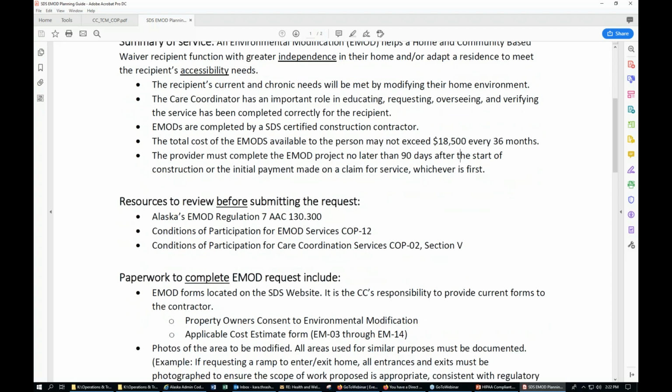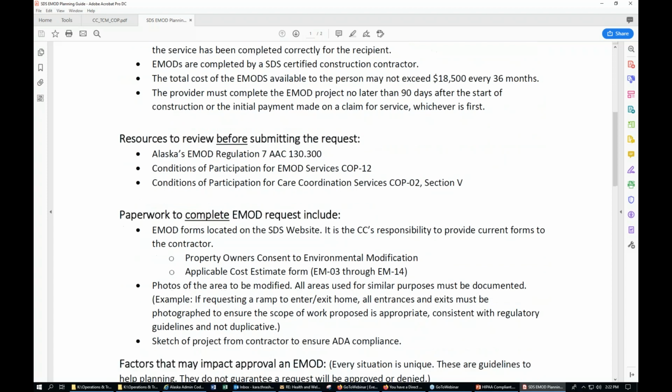They need to complete the project within 90 days after the start of construction or initial payment made on a claim, whichever is first. So we do sometimes see EMODs that are about, for example, restricting the person, like we need to put up a fence to keep a person in. It really isn't an EMOD thing. EMODs create accessibility rather than restrain. So that's why we have this up front, so a family can understand better what this is for, right? So you can always review regulations. We sort of did already.